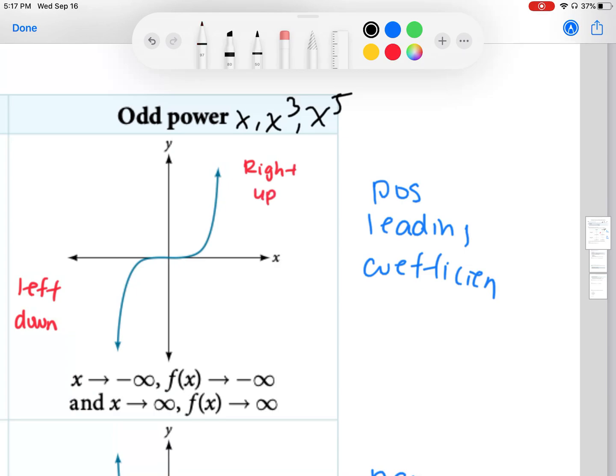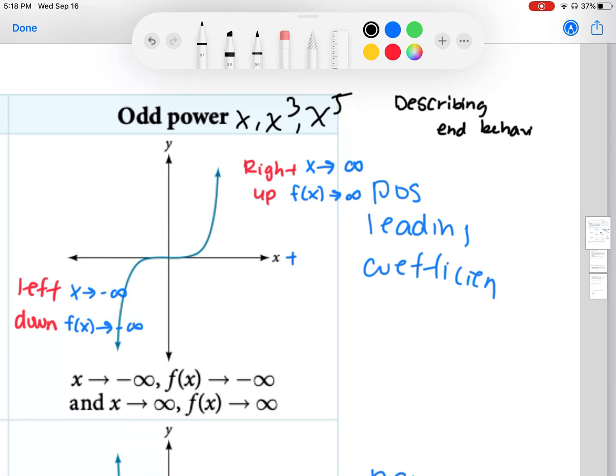So using math, you would say something like as x approaches negative infinity, your function is pointing down, so it's approaching negative infinity. Our rightmost side, so as x is approaching positive infinity, your graph is pointing up, so it reaches infinity. What we're doing right here is describing the end behavior. Describing end behavior lets us know how our graph is supposed to look.